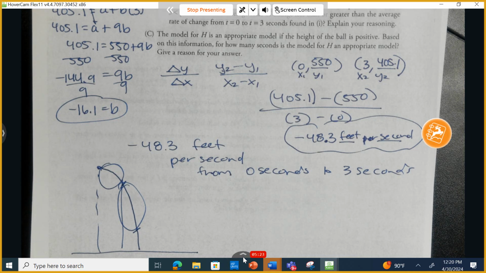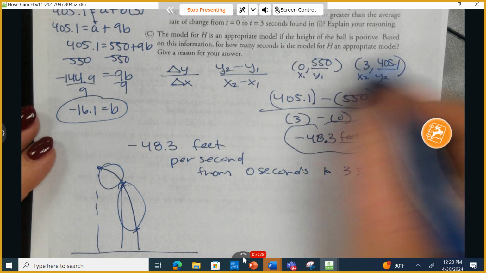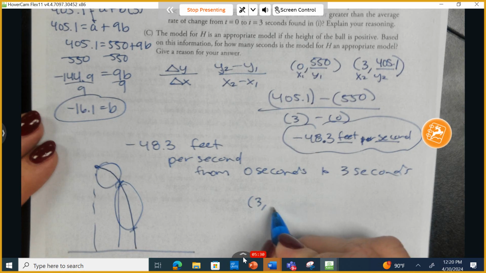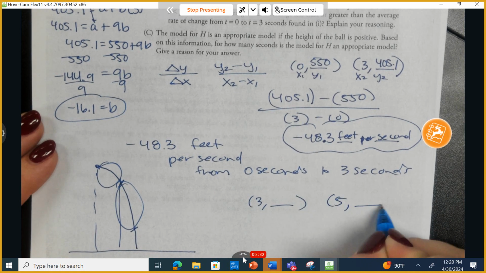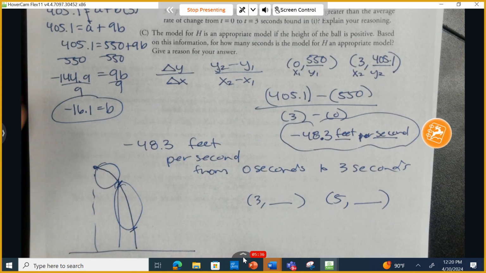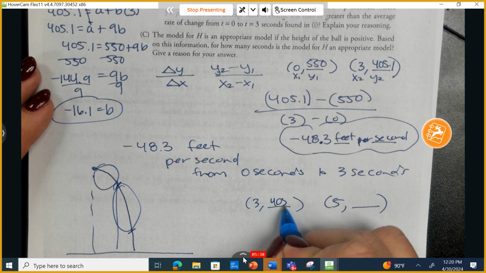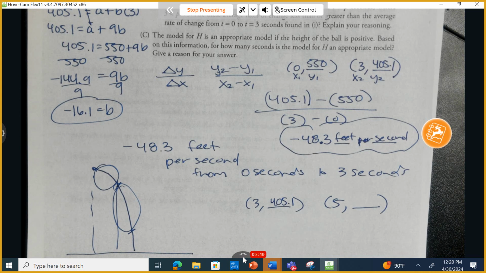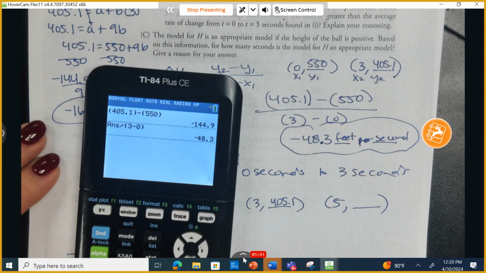Is it linear? It's going to decrease at a faster rate. Okay, so how are we going to do this? Exact same way. We're going to go between 3 and 5. Those will be our endpoints, but we're calculating the average rate of change between them. We know 3 already goes to 405.1. A couple different ways we can figure out 5, but here's one way.